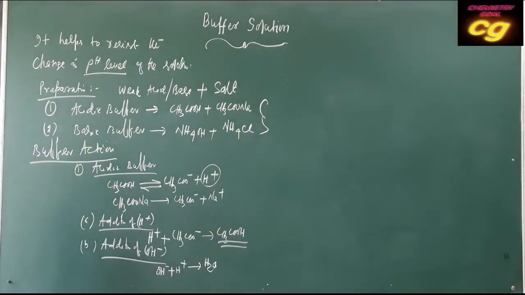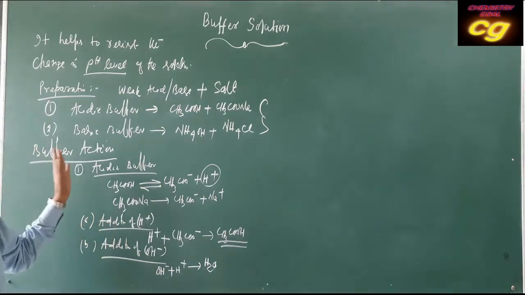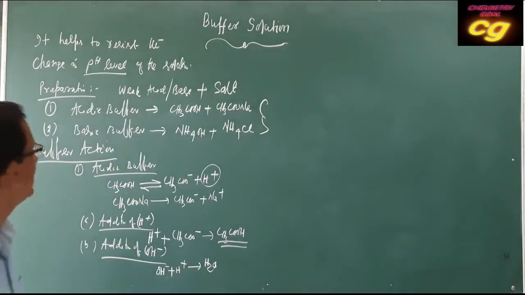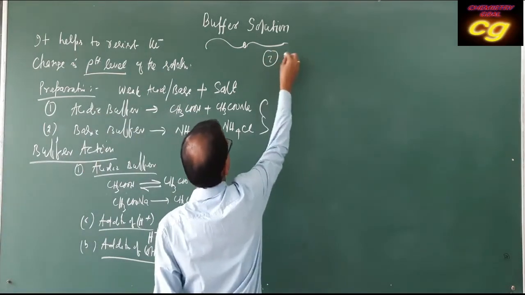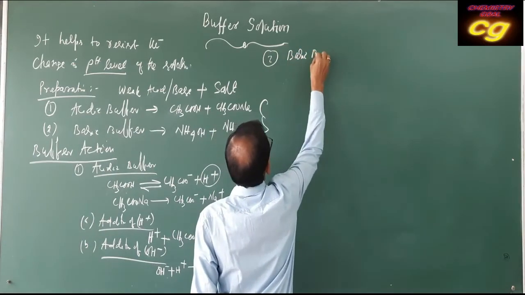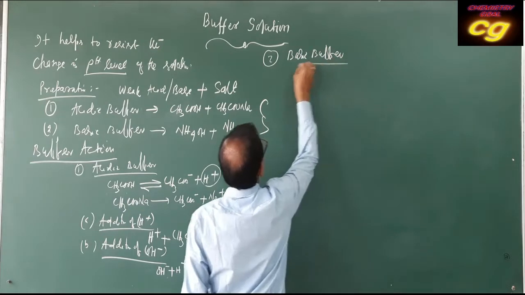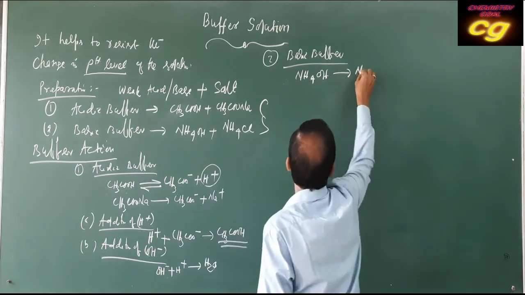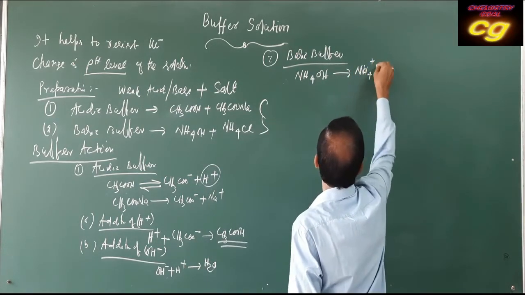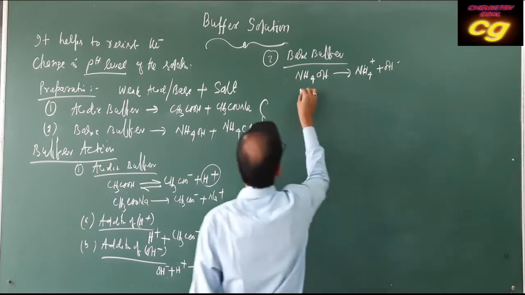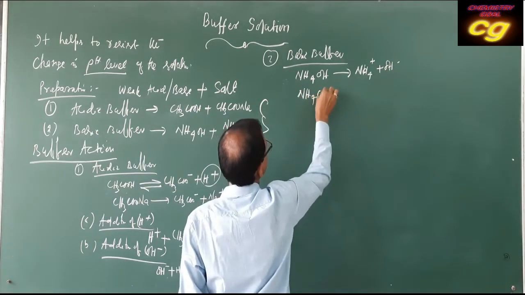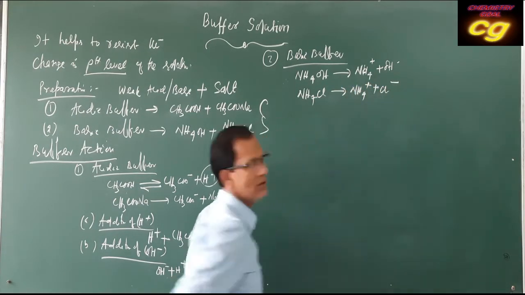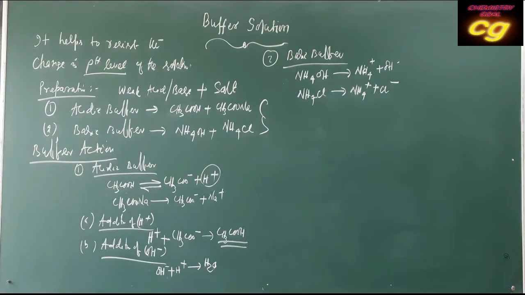So by addition of H plus ion or OH minus ion, there will be no change in the pH level of the solution. This is about acidic buffer. Let us take the basic buffer. Take ammonium hydroxide, a weak base. It will maintain equilibrium with its ions. Then you add ammonium chloride to this. It is a salt, highly soluble. It will produce dissociated ions, ammonium ions and Cl minus ions.